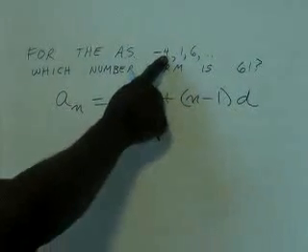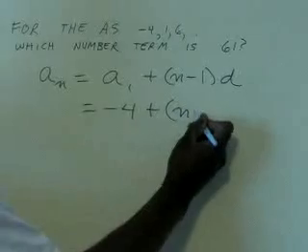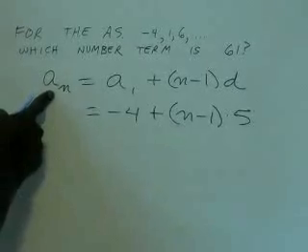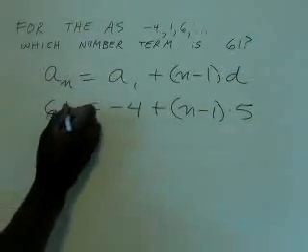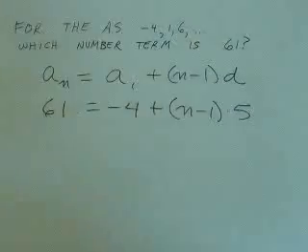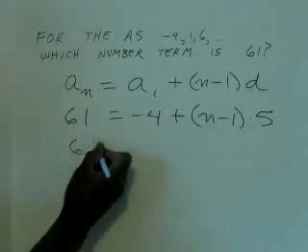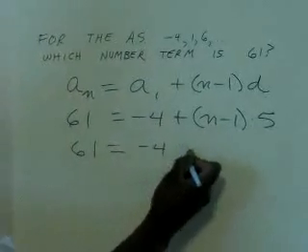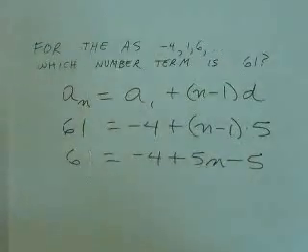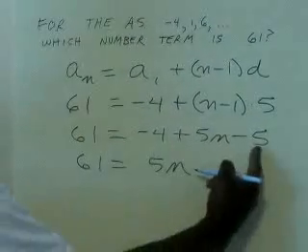The first term is -4, so I'm going to write that here, plus n minus 1 times 5. Well, we don't know what number term it is, but we do know the term itself is 61. Here's an equation where the unknown is n. n is the number of the term. So let's solve this equation. 61 is -4 plus 5n minus 5. 61 is 5n minus 9.